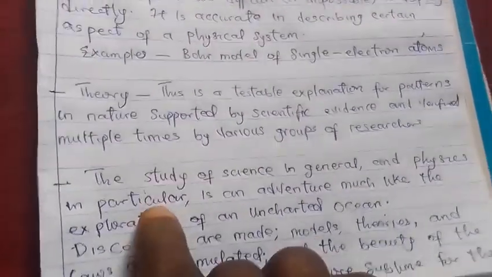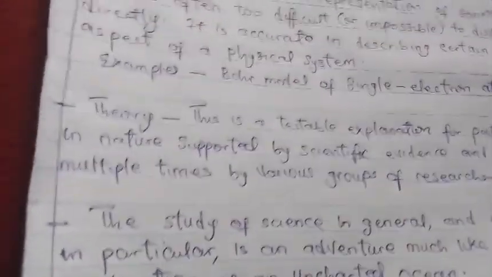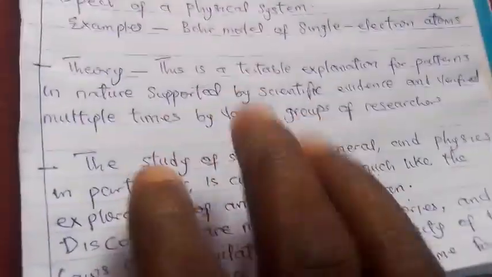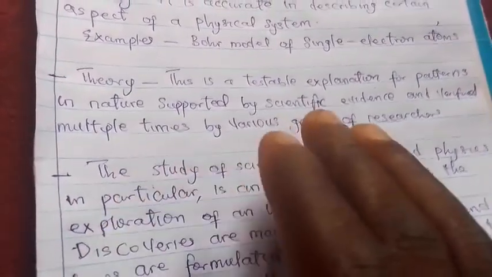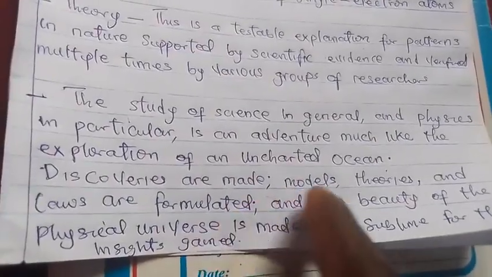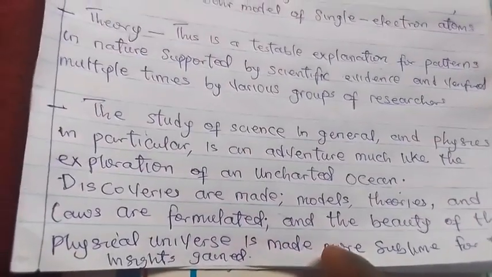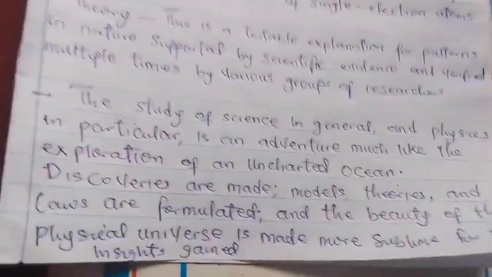Now, the study of science in general and physics in particular is an adventure, much like the exploration of an uncharted ocean. There are a lot of things to be discovered. As Richard Feynman once said, some things have to be learned to be unlearned, and unlearned to be learned. So there are a lot of things yet to be discovered. Discoveries are made, models, theories, and laws are formulated, and the beauty of the physical universe is made more sublime for the insights gained. So, as a scientist, models are important, theories are important, laws are important.